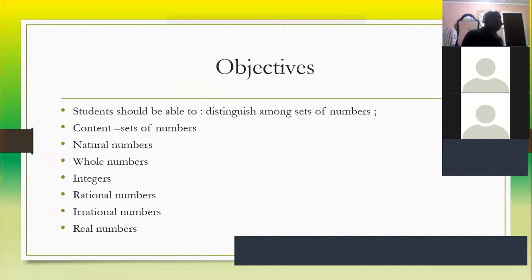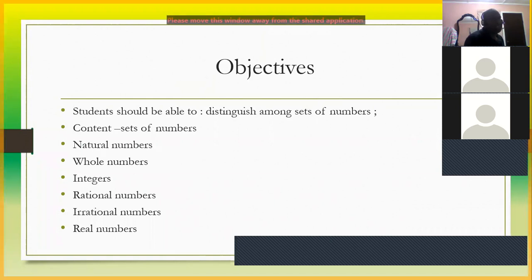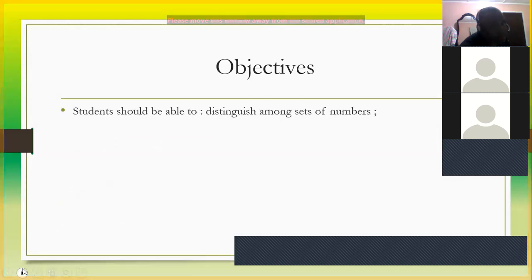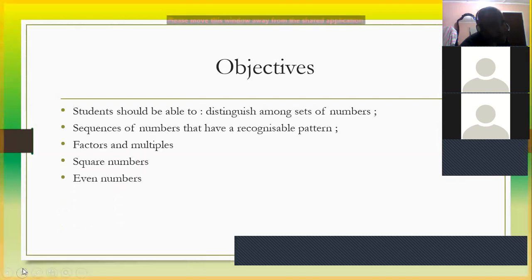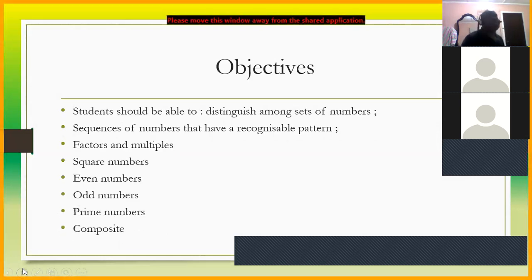All right, now the objective, what you're expected to learn at the end of the section, is that you must be able to tell the difference between sets of numbers: natural numbers, whole numbers, integers, rational numbers, irrational numbers, real numbers, and sequence. You must be able to look at a sequence of numbers that have a recognizable pattern.